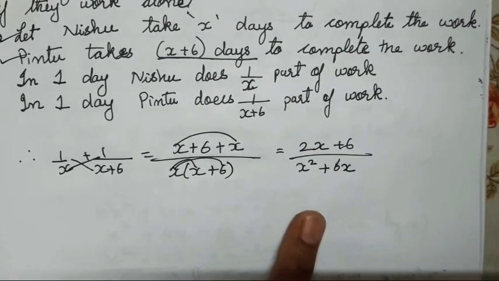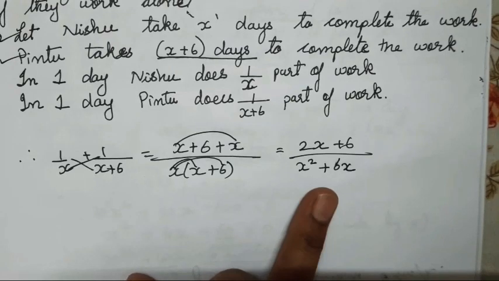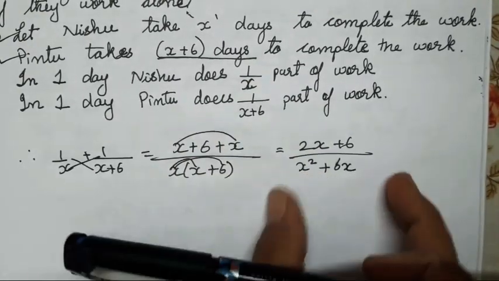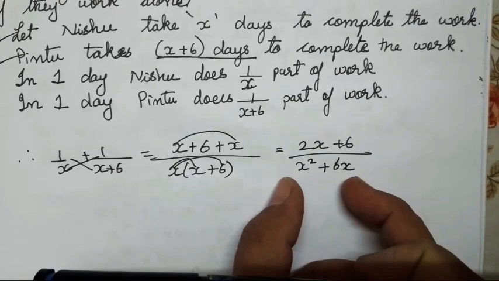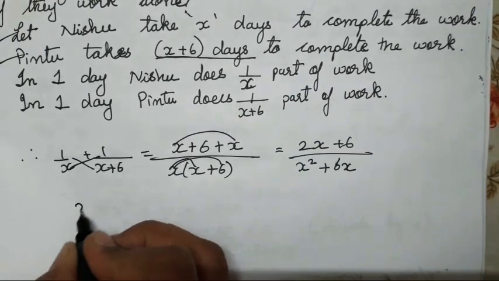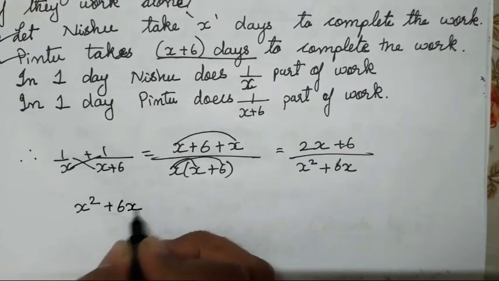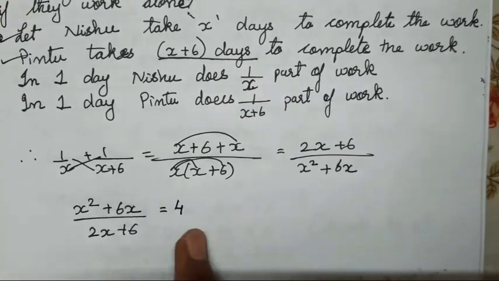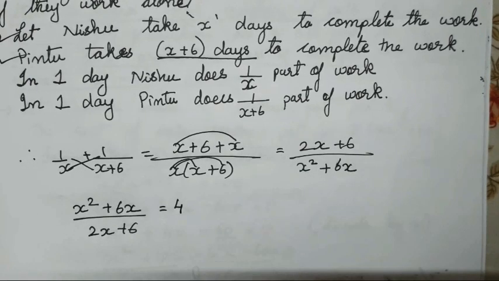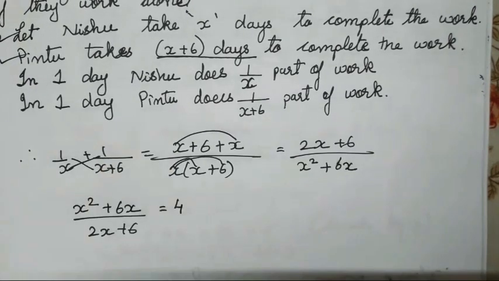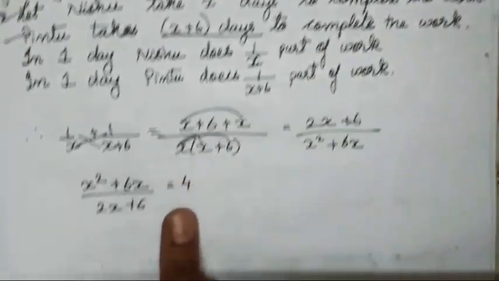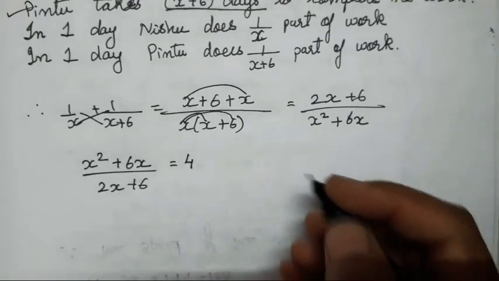Now once we have got the equation, this is going to be the total number of days taken by them to complete the work. Okay, because it was in simple terms, one day's work we have calculated in this form of equation. So we have to take this equation and write it: x square plus 6x upon 2x plus 6 is equal to 4. Why have we taken 4? Because in the question they have given that together they are going to finish the work in 4 days. Therefore, we have to find the together amount.